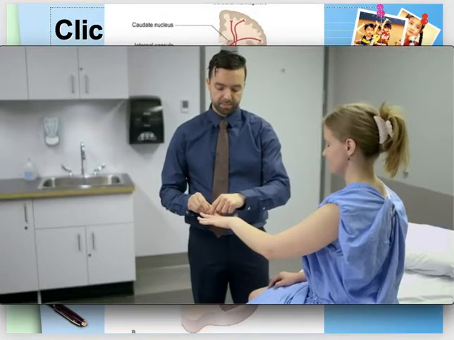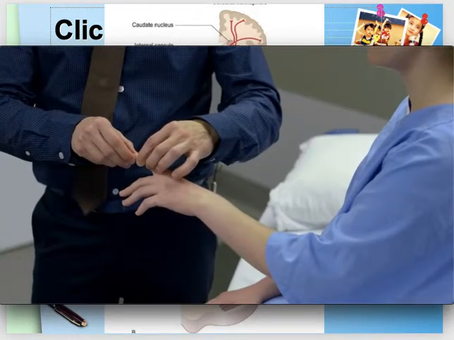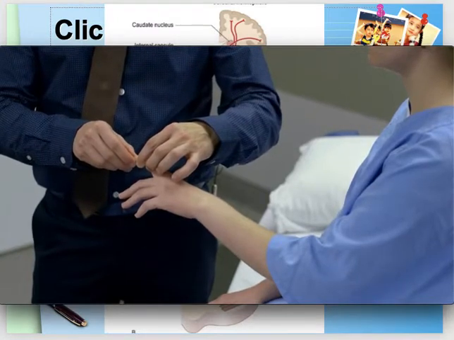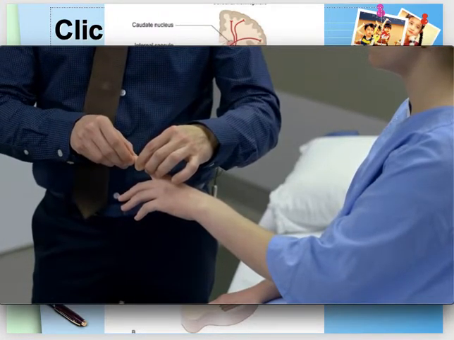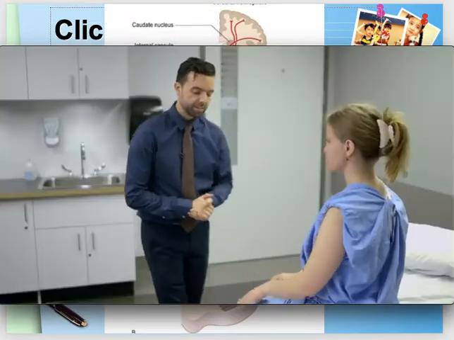Can you close your eyes? Down, down, up, up. Excellent.